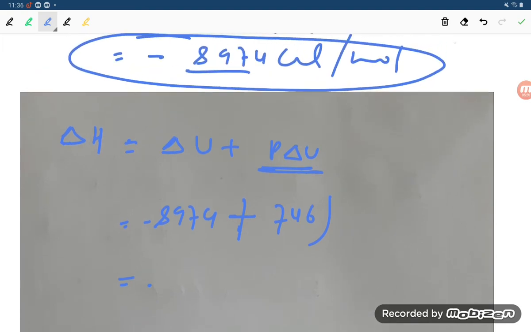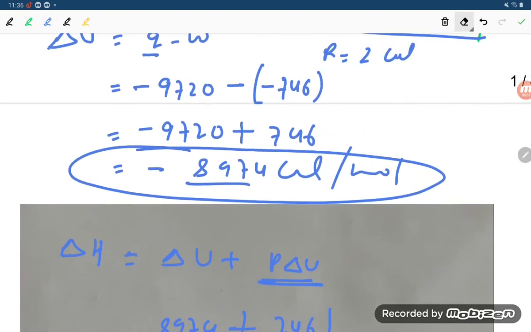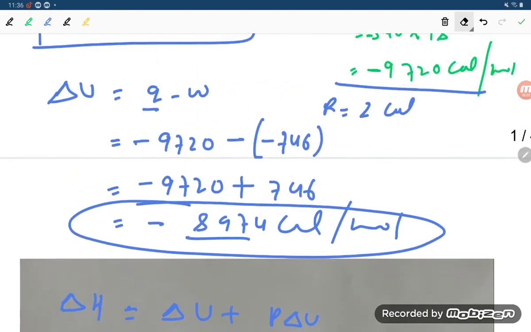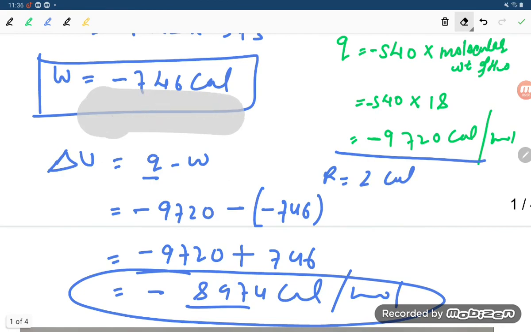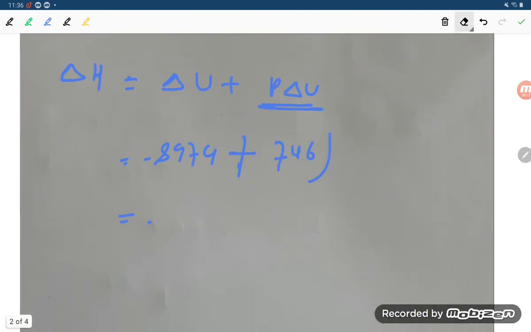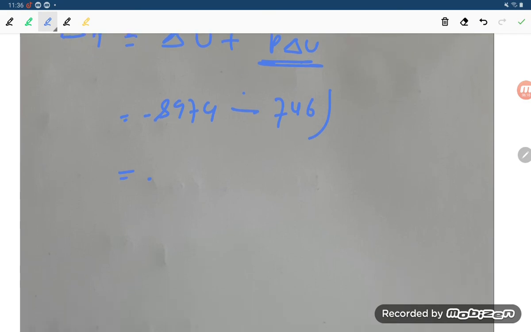No, no, no. This value is given, student, this is negative. Here we have calculated a negative value, so negative will be negative only. Do not change the sign here. If you change the sign, there will be a problem. Here is negative and negative; if you add them in terms of negative, it is coming 9720 calorie per mole. So this is the delta H value.